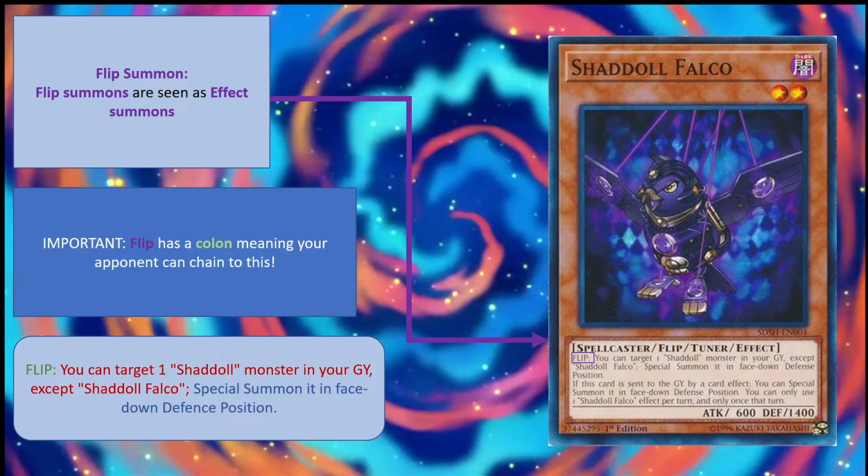So what we have to understand here is flip has a colon, meaning that your opponent can chain to this. The link opens, your opponent can chain whatever they please. So flip summon is an effect, so when the card flips, the effect activates.